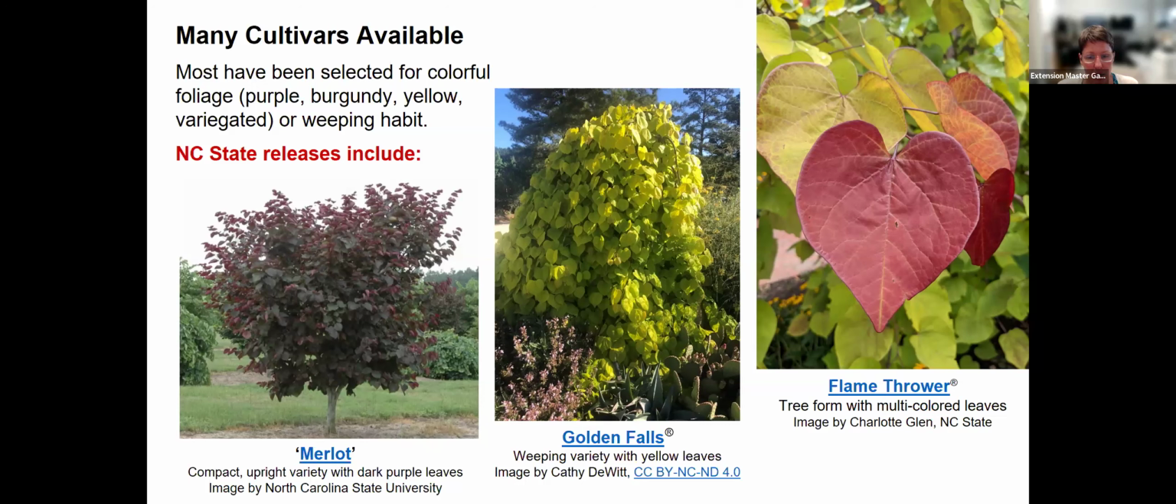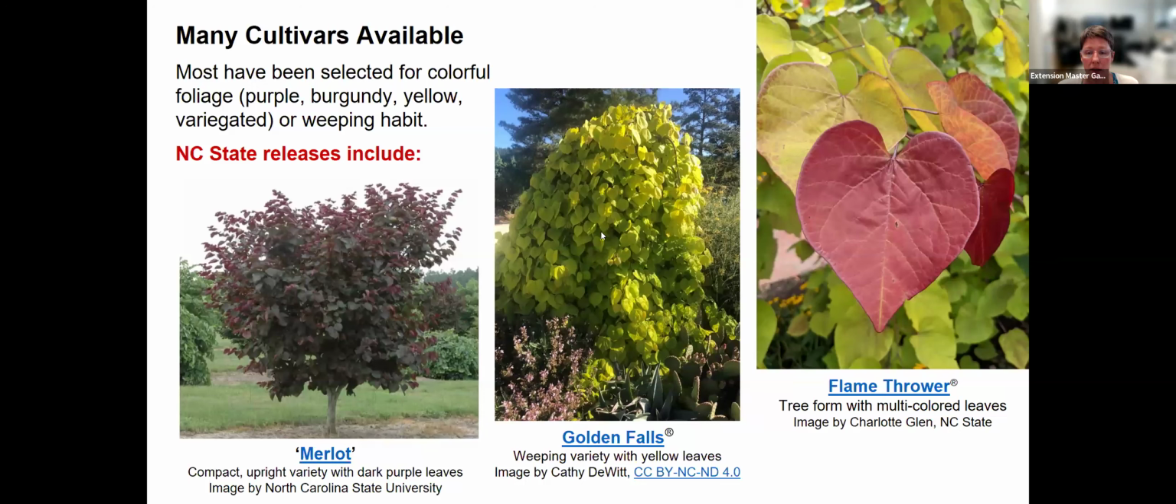So NC State has had a breeding program, and these are some of their releases that you could potentially find at garden centers. They represent some of the types of varieties that are out there. So, purple leafed varieties: this one is named Merlot, and it's a compact one because it's crossed with the subspecies of Cercis canadensis, the subspecies texensis, which occurs more in Texas, which is a more compact tree. So very purple foliage, compact and upright. There are several purple leaf varieties out there. Some of them will go towards green in the summer. The leaf color is most intense in the spring when it first comes out.